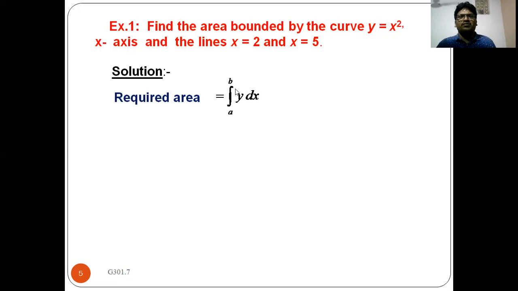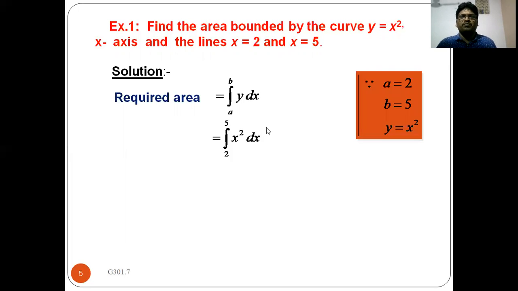Okay, the solution. We have to find the region of this curve. The required area is equal to the integral from a to b of y dx. We already discussed this before going to teach this problem. Now y is equal to x square from the problem, within the limits 2 to 5. Here the required lines, which are parallel to the y-axis, are given.